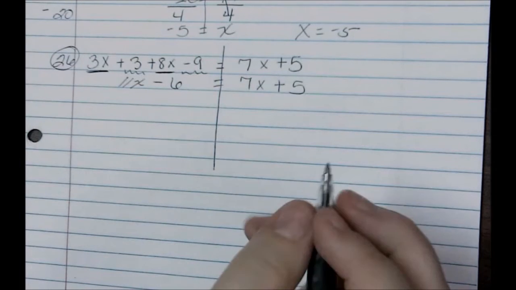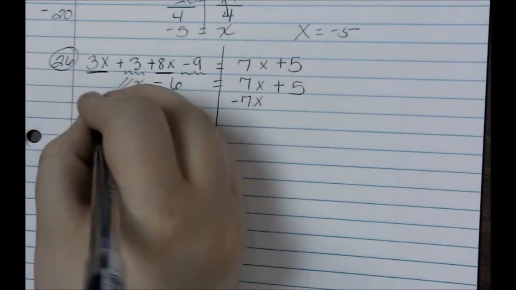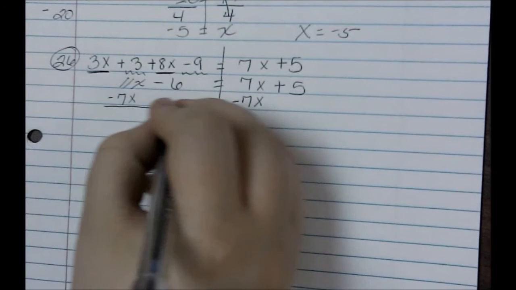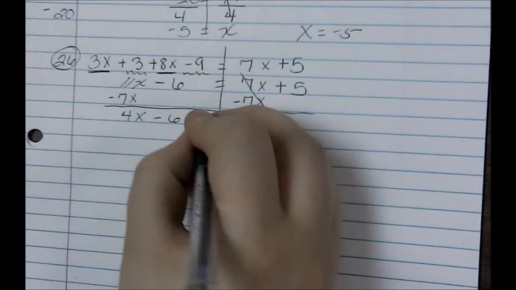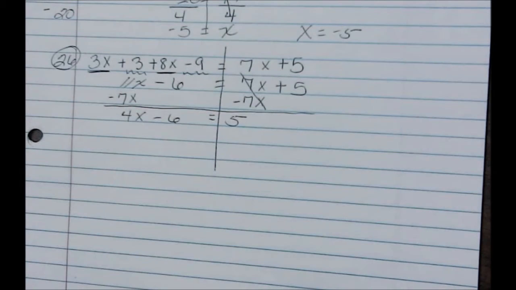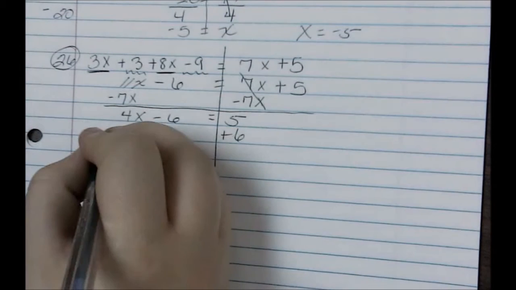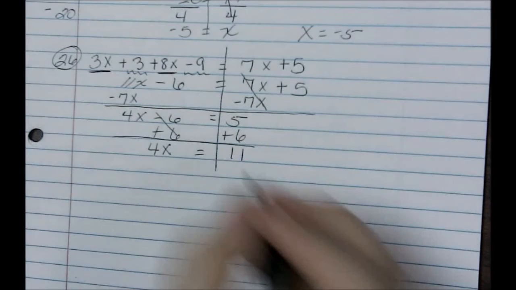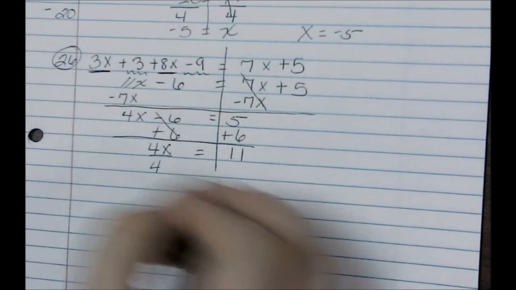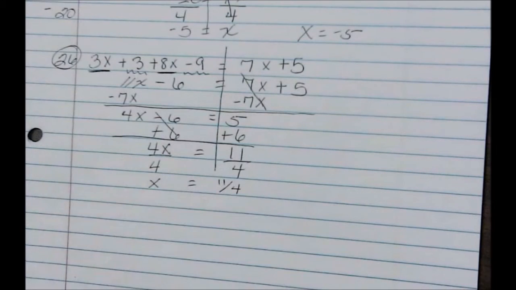I'm going to bring down my rest of my problem. So to get my x's on one side, I move the smaller one. So I'm going to subtract 7x from each side, which gives me 4x minus 6 equals 5. Then I add 6 to both sides to get 4x equals 11. And then you divide by your 4. X equals 11 over 4. Just because you get a fraction for your answer, don't think that it's the wrong answer.